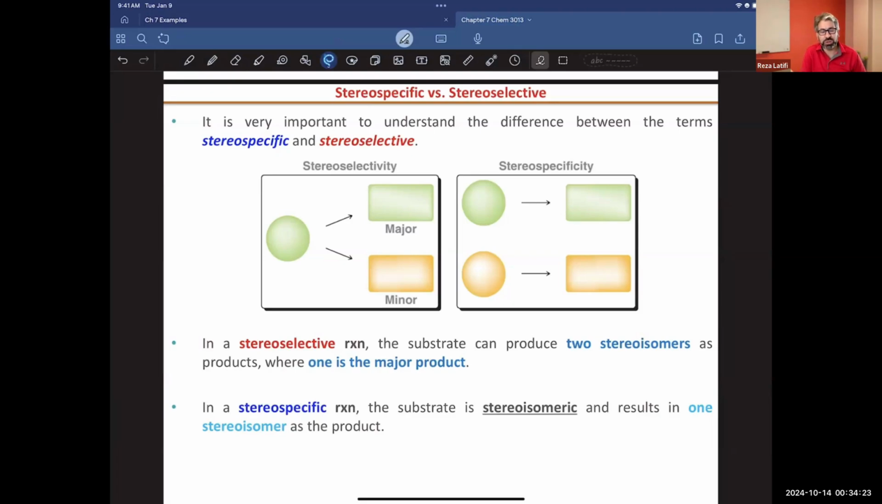In this lecture, I'm going to go through three terms. The first term will be regioselectivity, the second is stereoselectivity, and the third one is stereospecificity. When do we say this reaction is stereospecific?